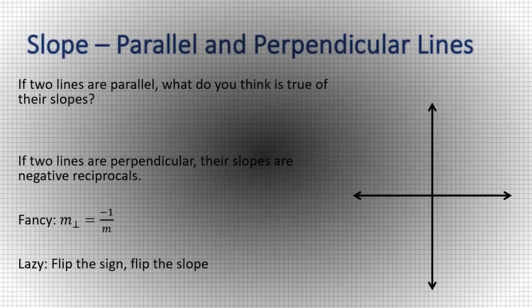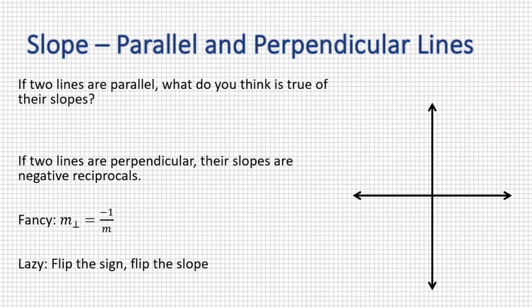What about parallel and perpendicular lines? Well, if 2 lines are parallel, what's true of their slopes? Well, if 2 lines are parallel, their slopes will be identical. So if line 1 is parallel to line 2, then slope 1, the slope of the first line, will be equal to the slope of the second line.